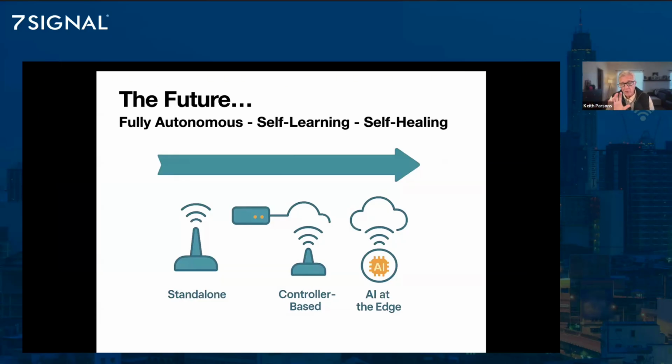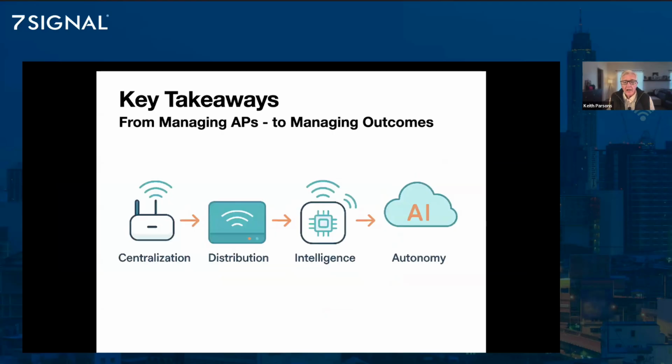So that was a quick overview of the architectures. But what I'd really like to talk about today, actually, let me do the key takeaways, then I'll get to the main topic. As a review, we started out standalone, we went centralized, we went distributed, we added more intelligence, and hopefully in the future, we'll have better autonomy is where we're headed.